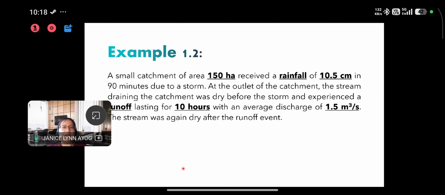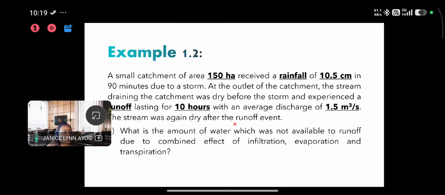Okay, we're going to be at the end of our lecture now. Just this last example. A small catchment area of 150 hectares receives a rainfall of 10.5 cm in 90 minutes due to a storm. At the outlet of the catchment, the stream draining the catchment was dry before the storm and experienced a runoff lasting for 10 hours with an average discharge of 1.5 cubic meter per second. The stream was again dry after the runoff event.